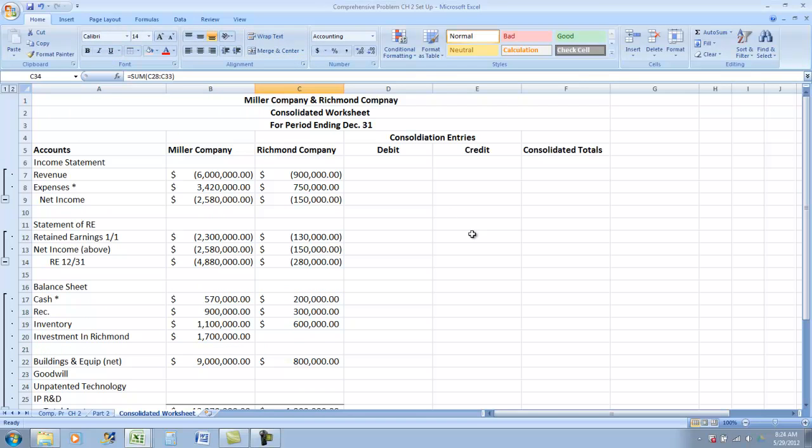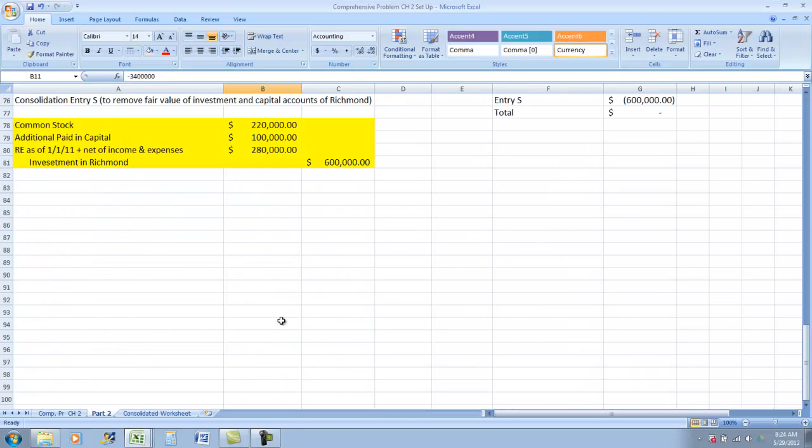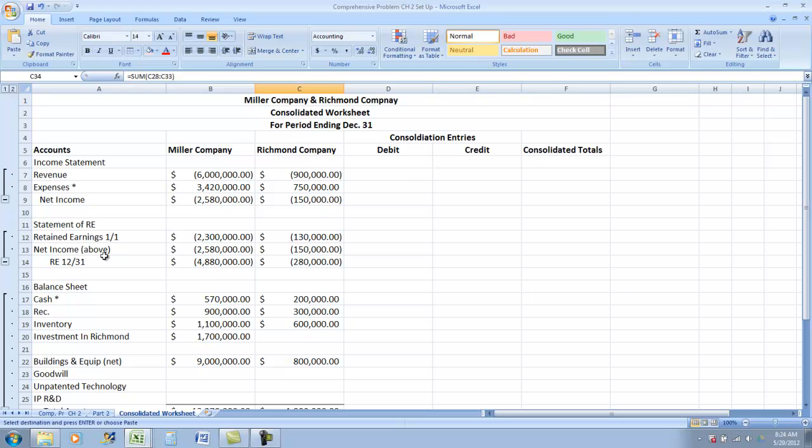Now, when you're making a consolidated worksheet, we've already made the journal entries for consolidations in the A and S that we made on part 2. Now we're going to translate them here. If it's a debit, put it in the debit column. If it's a credit, put it in the credit column. So, this is a credit for receivables. So I'm going to go find receivables, and I'm going to put a credit here. Okay.